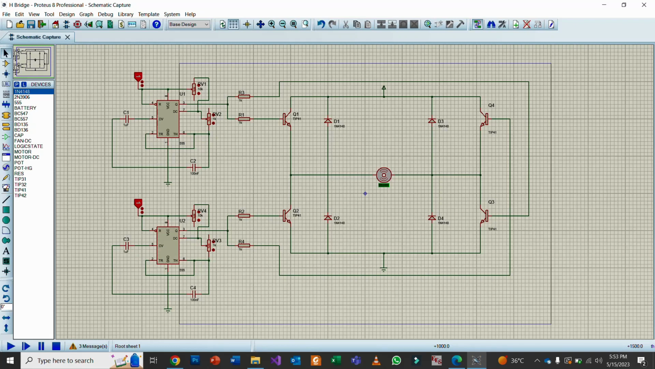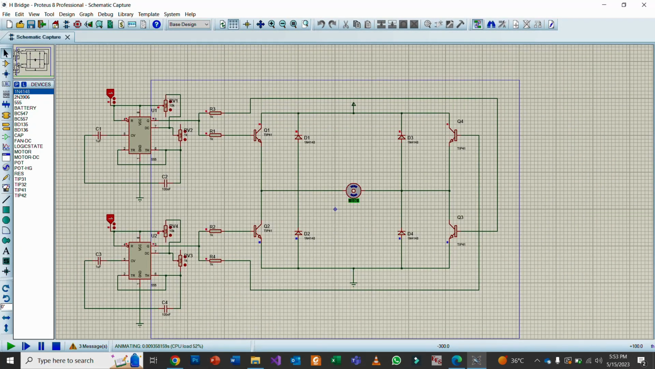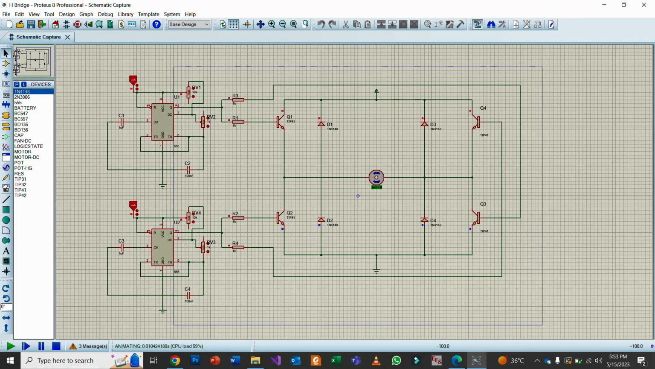Today I am going to explain the H bridge circuit. In this circuit, we are going to change the direction of the motor, and also control the speed of the motor using timers. These timers will control the voltage in the whole circuit. When the voltage is high, the motor speed will be high, and when the voltage is low, the motor speed will be low.